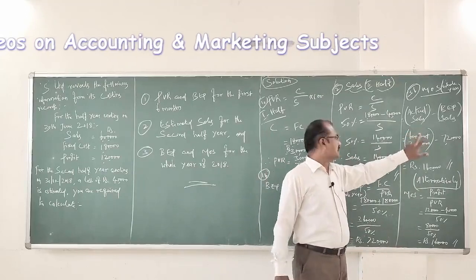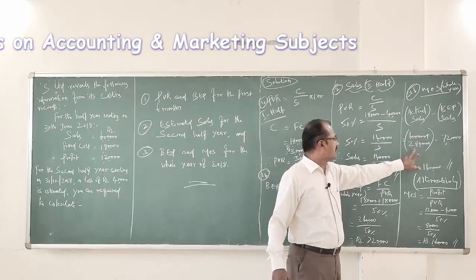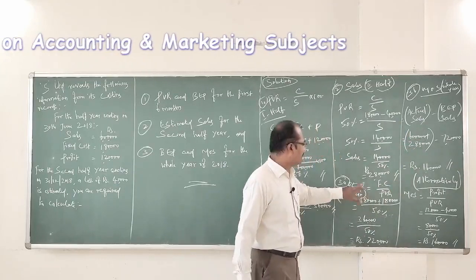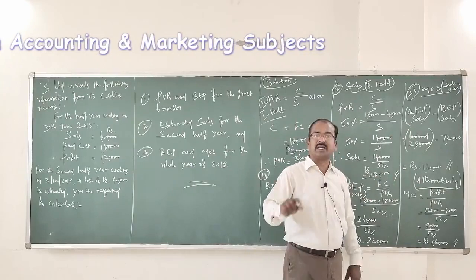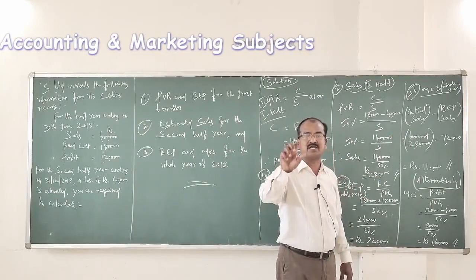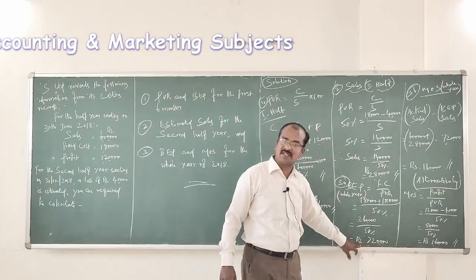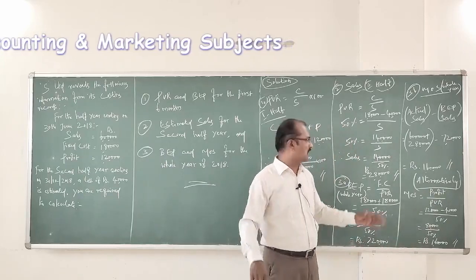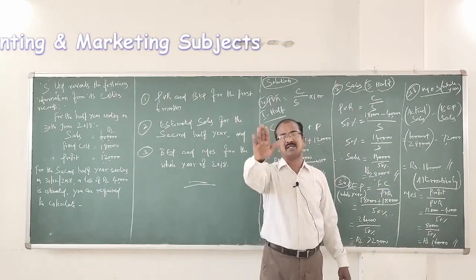Actual sales. Sales for the first half of the year is 6 lakh, given in the problem. Sales estimated for the second half of the year is calculated as 2,80,000. If you total these two, it comes to 8,80,000. That's the sales for the whole year. Minus BEP sales calculated just now, which is 7,20,000. The answer is 1,60,000 rupees. That is the margin of safety.